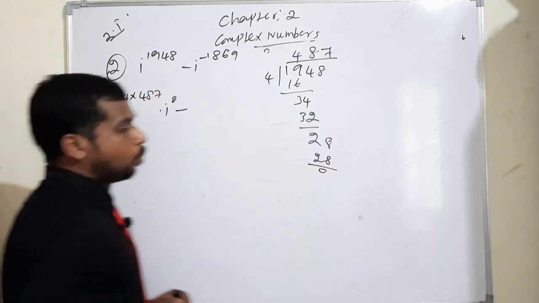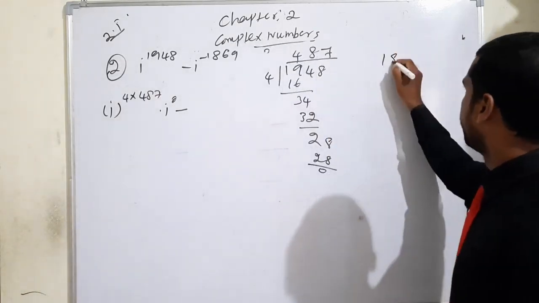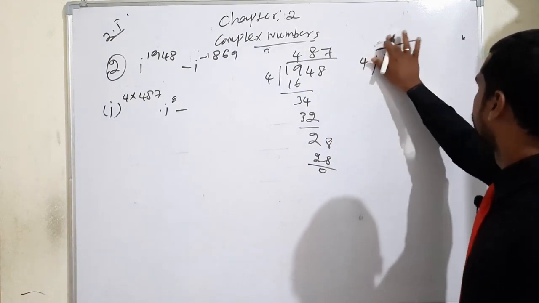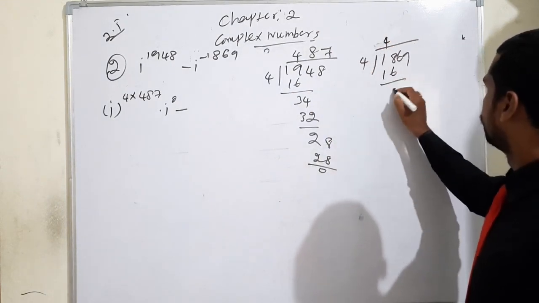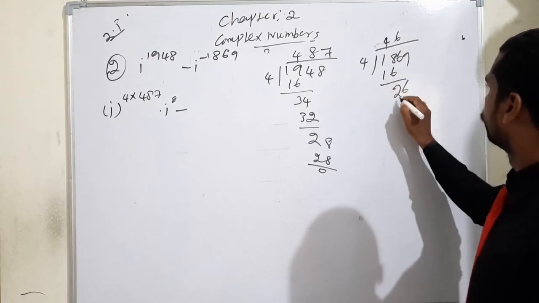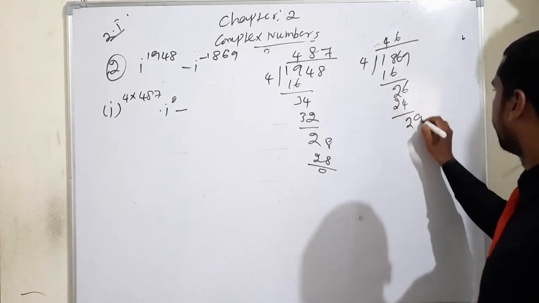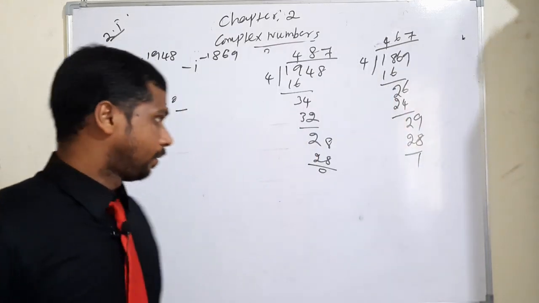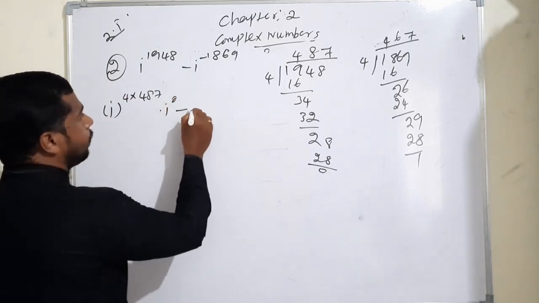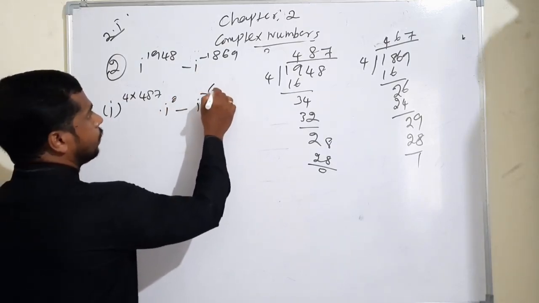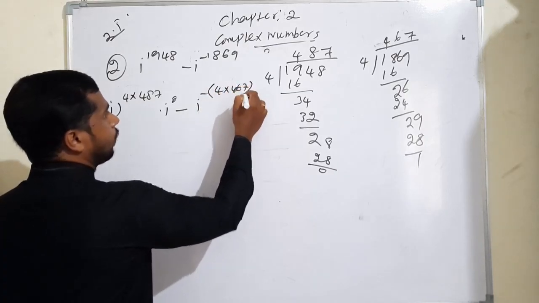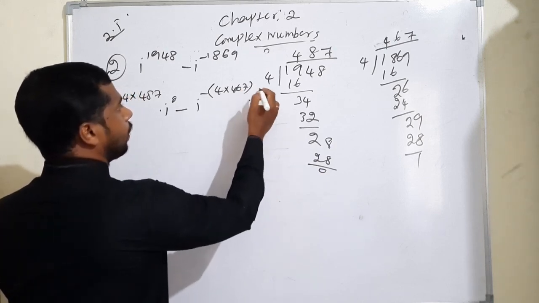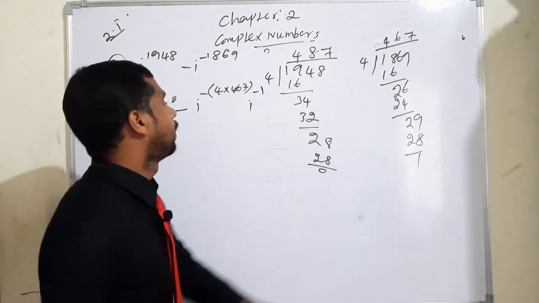Next condition, 1869, isn't it? So 1869, what will happen? 4 4s are 16, will come. 6, again 6 4s are 24. 9, 7 4s are 28, balance 1. So again how to write now? Minus of i into, then minus sign is there, minus into 4 into 467. In the last condition also we can write i to the power minus 1, isn't it? i to the power minus 1.